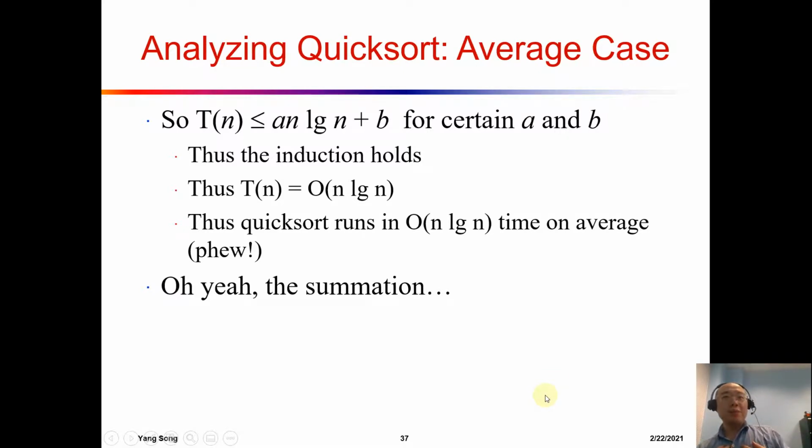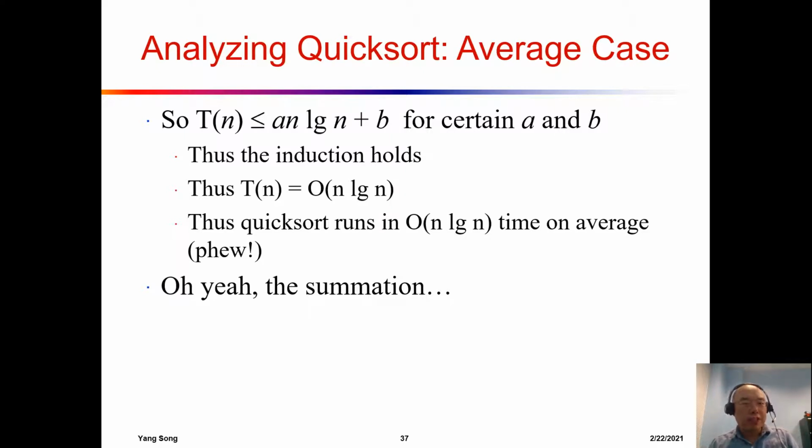So it seems our work is done. We have proven that when we consider all the possible partitions, from 0 to n minus 1 all the way down to n minus 1 versus 0, using the probability, the T(n) for the average case of quicksort is still smaller or equal to a n log n plus b. So that is an O(n log n) algorithm.